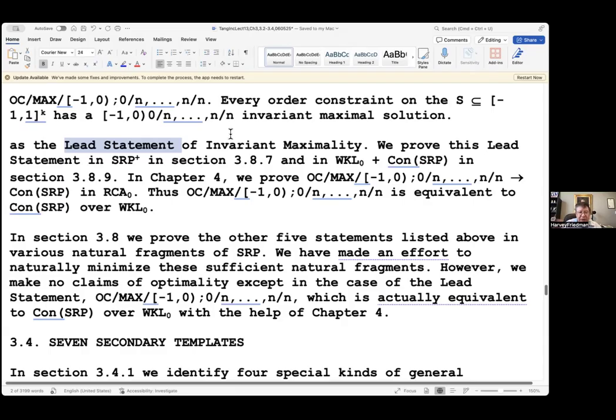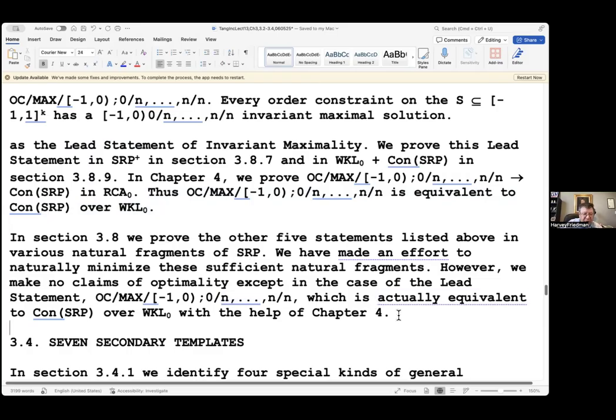Yeah, these are much later sections. In chapter 4, which we just finished, the reversal, we actually proved that this statement implies Con SRP. Thus, we get that the lead statement is equivalent to Con SRP over WKL naught. All right, in section 3.8, this is again way ahead of us. Let's not worry about this.